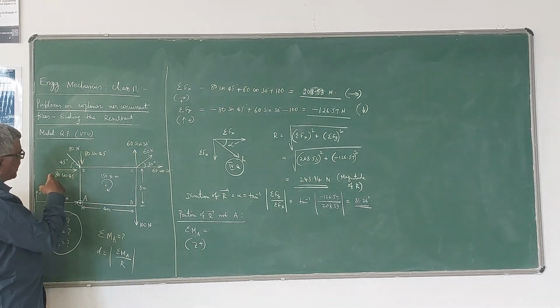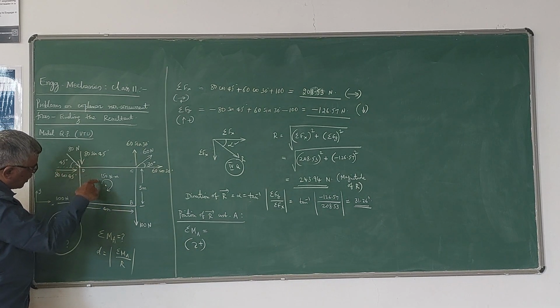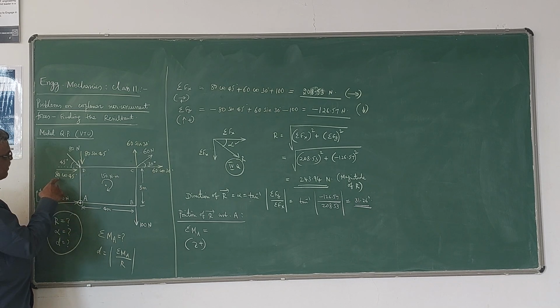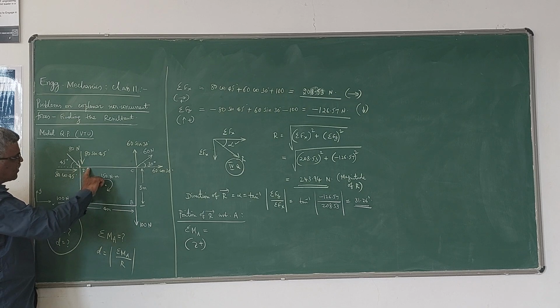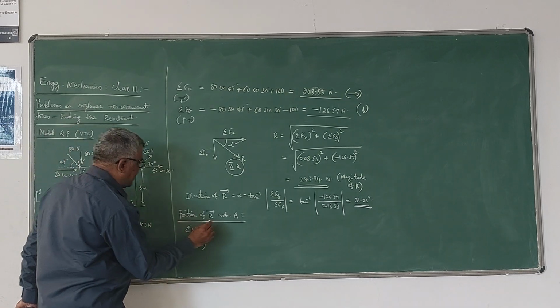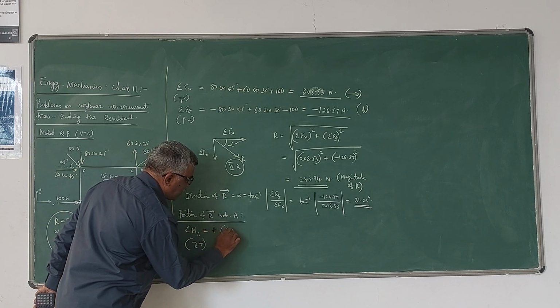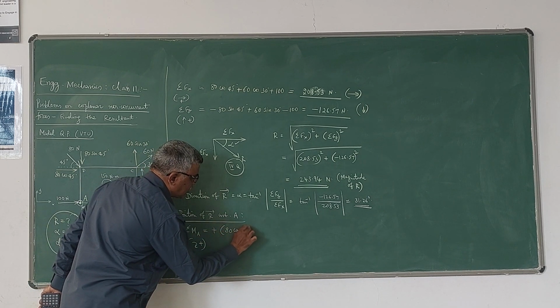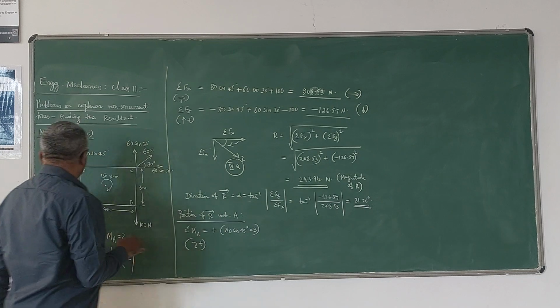But this force 80 cos 45 gives a clockwise moment about A. So the value is clockwise, therefore plus 80 cos 45 into distance, this is the vertical distance to the line of action, which is 3 meters. So plus 80 cos 45 into 3. That is the moment due to this.